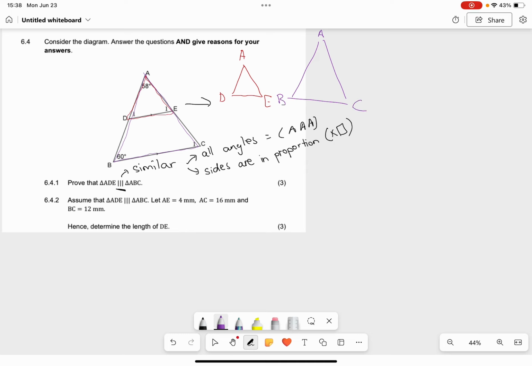Okay, and I need to prove that the three angles of those triangles are the same. The first thing is they told me that this angle is 58. Now, if you can see it, that 58 degrees is there, and this is the same 58 degree angle there.